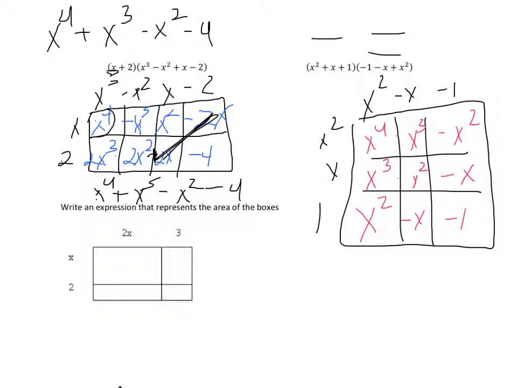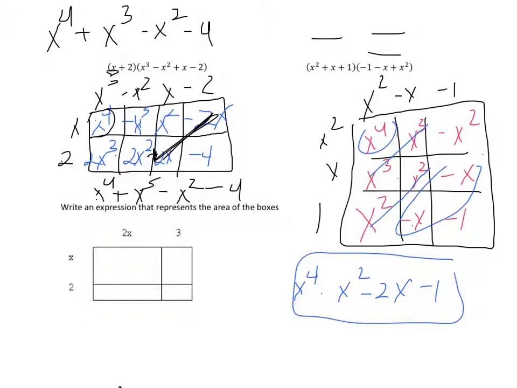So once again, we have some really nice like terms on a diagonal. We got our x to the 4th, so we got an x to the 4th. Then x cubed minus x cubed, those cancel. X squared minus x squared, those cancel, but we still have another negative x squared. We have 2 negative x's, so negative 2x, and then a negative 1. So we have that in descending order, and we've written that out.